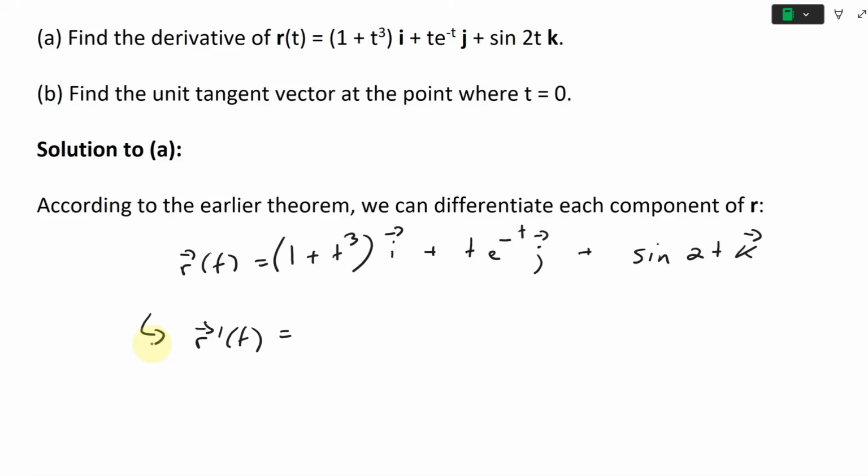This equals the derivative of each component. The derivative of 1 is just going to be 0. The derivative of t cubed, just remember our derivative law, put the 3 down and subtract 1, so 3 times t to the power of 2, and this is going to be our i. The next one here, we're going to use the product rule, the derivative of t times e to the power of negative t.